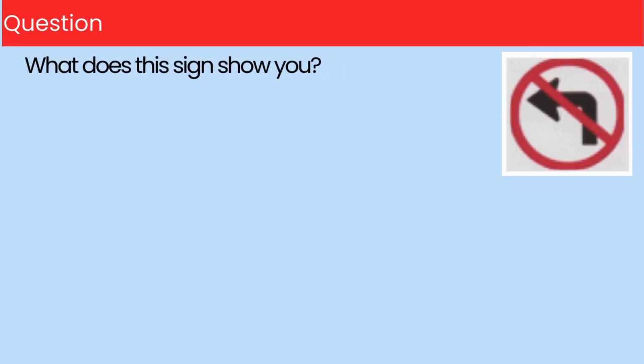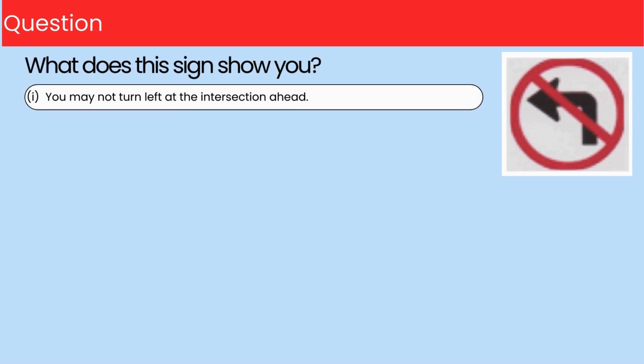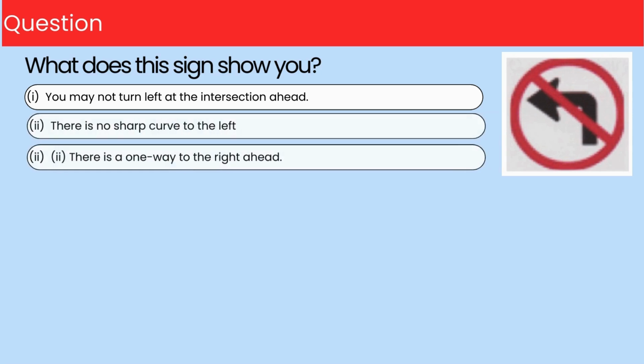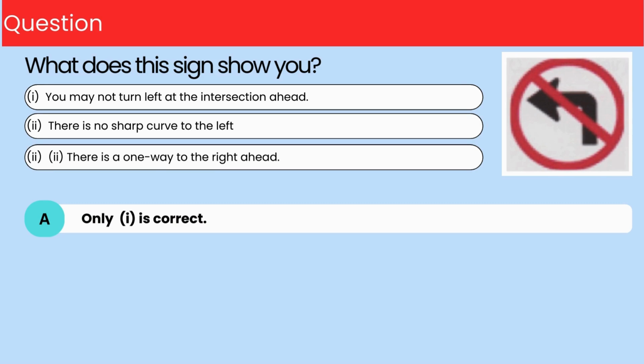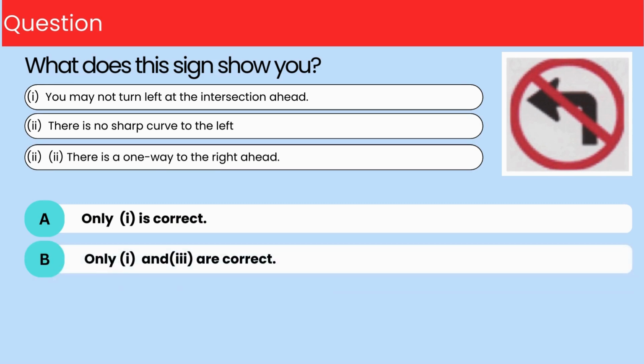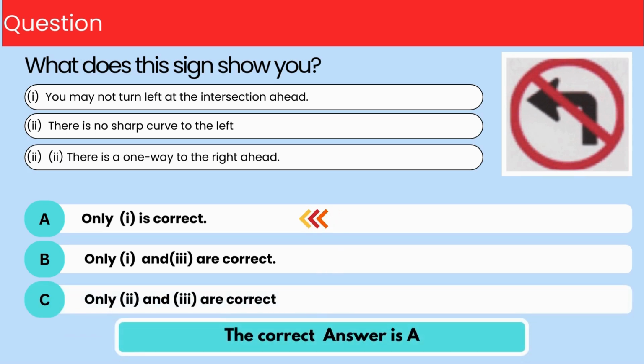Question. What does this sign show you? 1. You may not turn left at the intersection ahead. 2. There is no sharp curve to the left. 3. There is a one-way to the right ahead. Select the combination. A. Only 1 is correct. B. Only 1 and 3 are correct. C. Only 2 and 3 are correct. The correct answer is A.